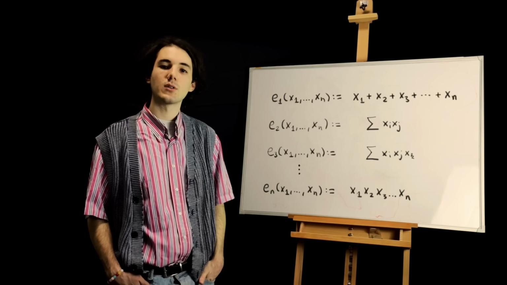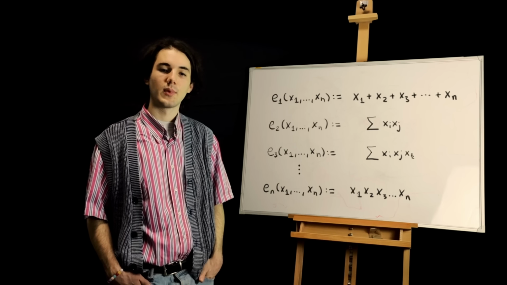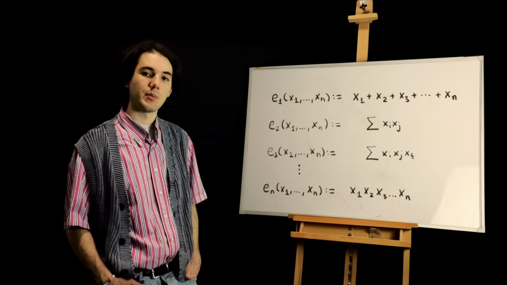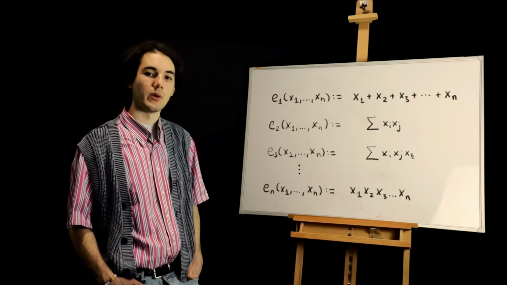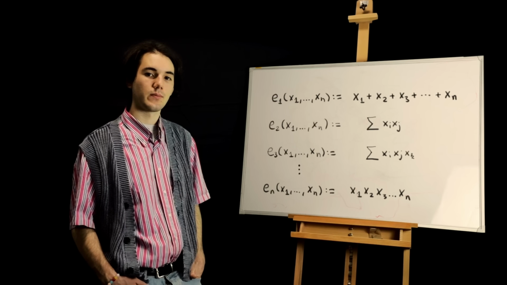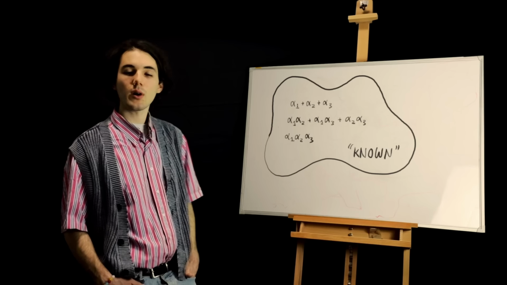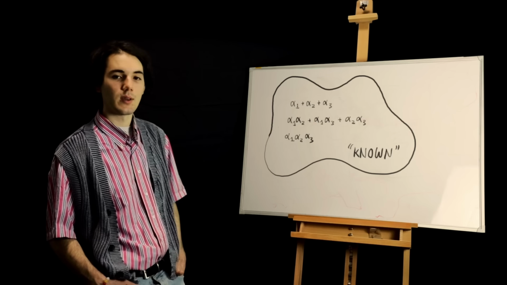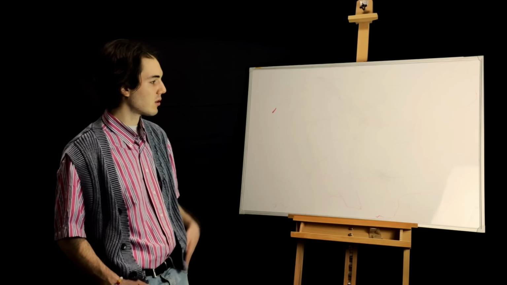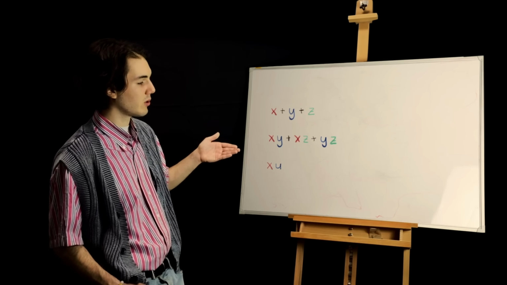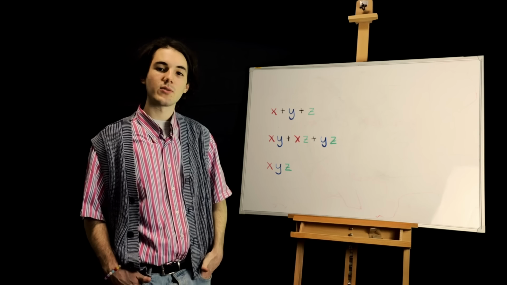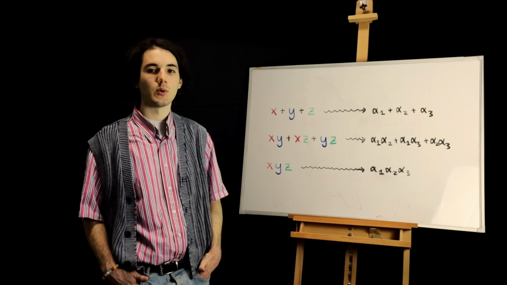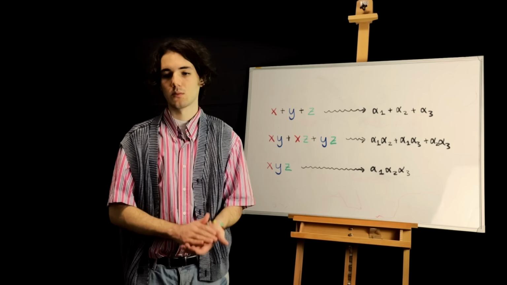So why should you care about elementary symmetric polynomials? Well, the elementary symmetric polynomials encode the pattern by which the roots of an arbitrary polynomial are related to its coefficients. So, recall our bag of known expressions in the roots of our polynomial. And you'll notice these are simply the elementary symmetric polynomials in free variables where we have substituted the roots alpha 1, alpha 2, and alpha 3 into the variables x, y, and z.